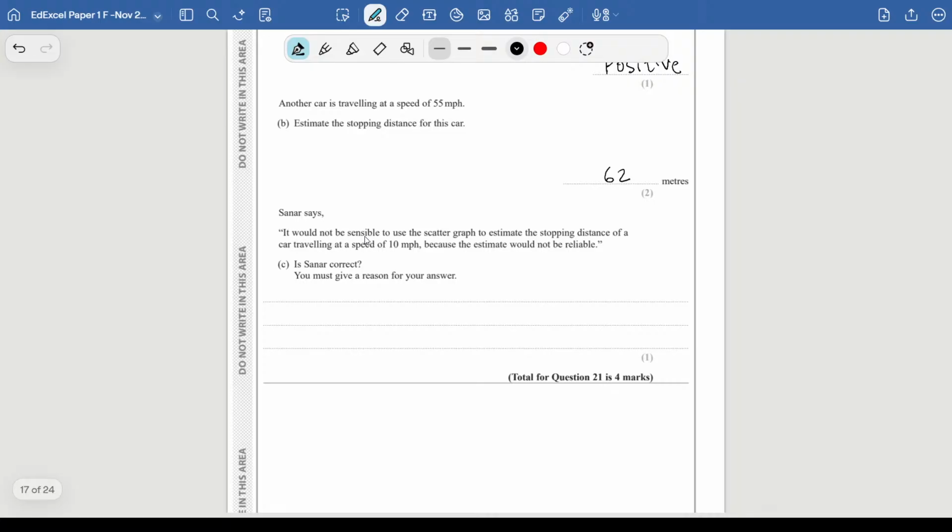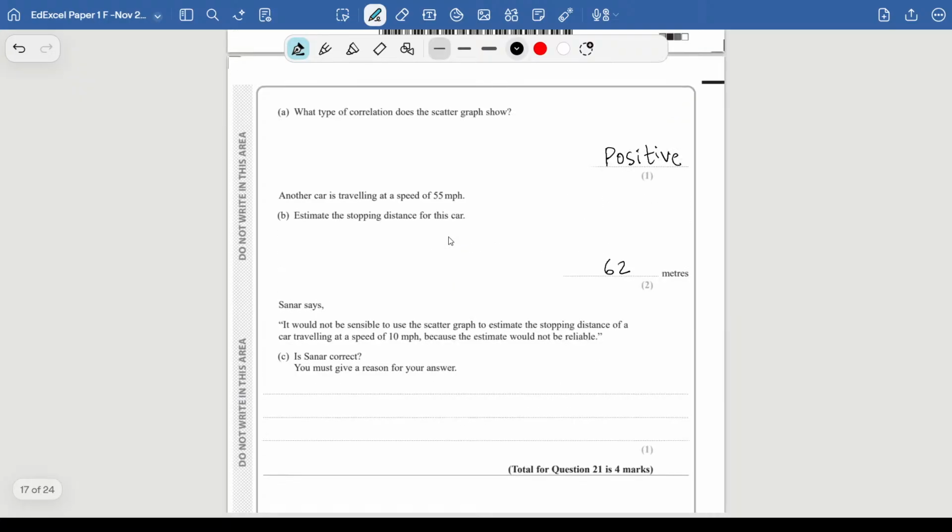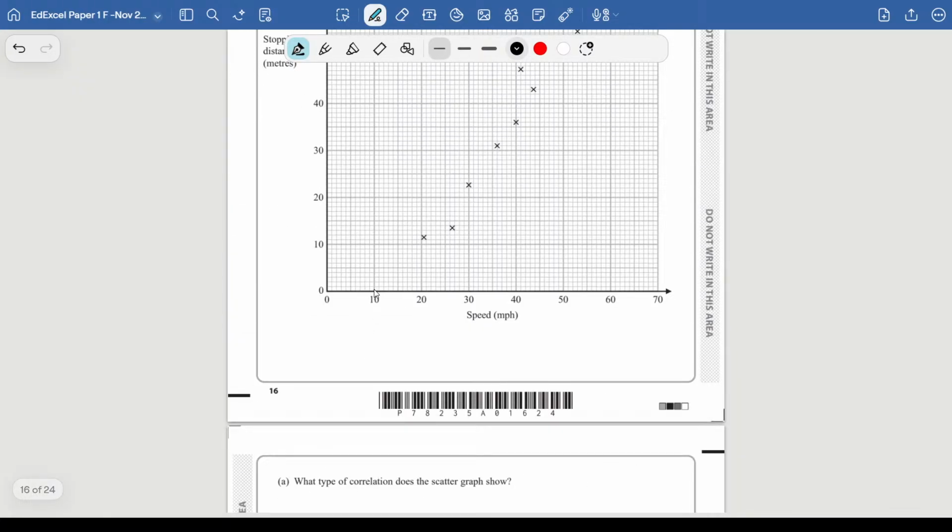Sanar says it would not be sensible to use the scatter graph to estimate the stopping distance of a car traveling at a speed of 10 mph because the estimate would not be reliable. Is Sanar correct? You must give a reason. He says that it would not be sensible to use this graph to estimate the stopping distance for a speed of 10 mph. For 10 mph, we cannot estimate what the stopping distance could be because it's out of the scope of the graph. We cannot see what's happening at that point. So is he right?